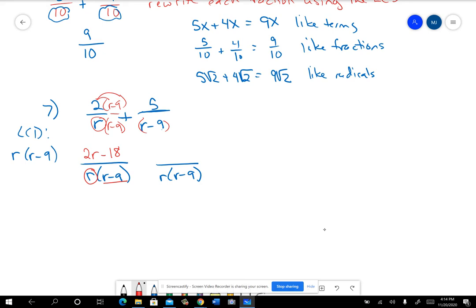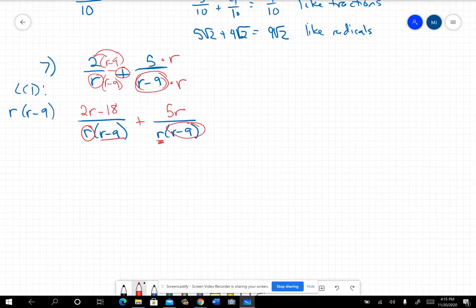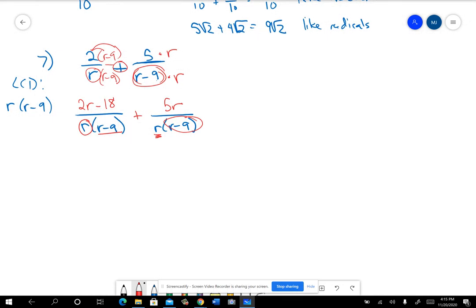All right, now on this side, notice that I already have the r minus 9. So what I need to multiply by is r. And if I multiply down here by r, I've got to multiply up here by r. Okay, so that's going to become 5r. This one happens to have a plus. Minuses are harder, but this one just happened to be a plus.